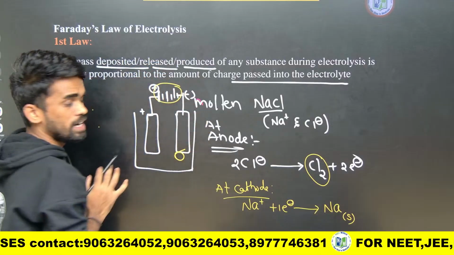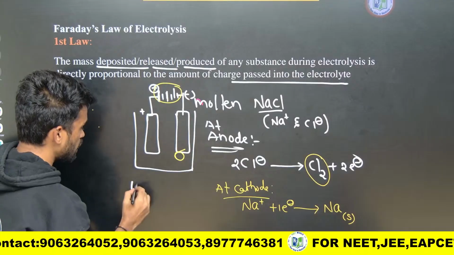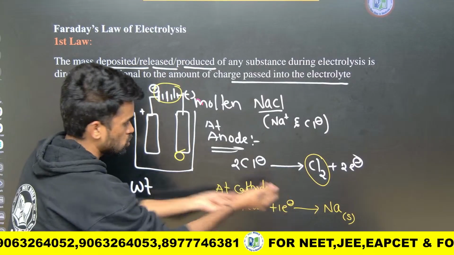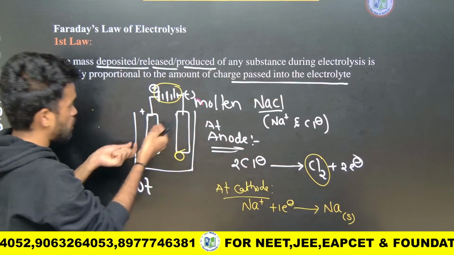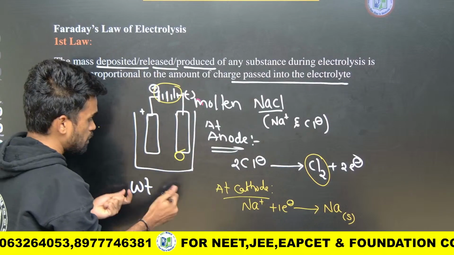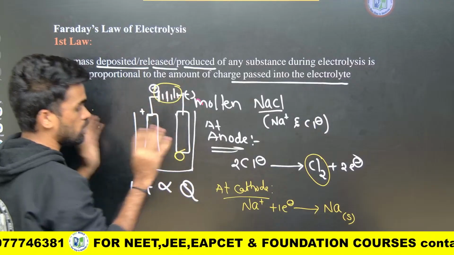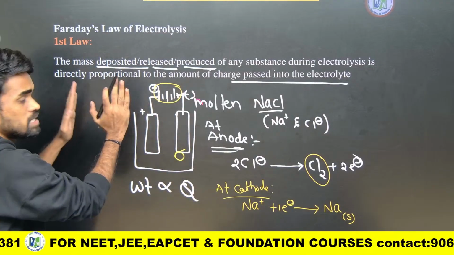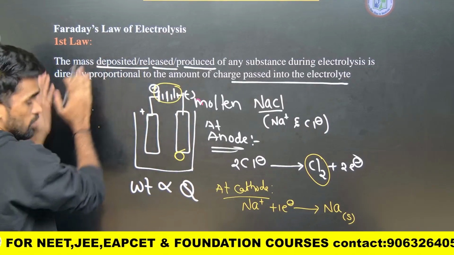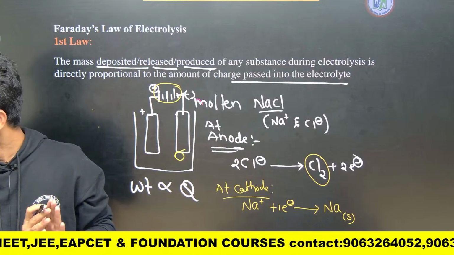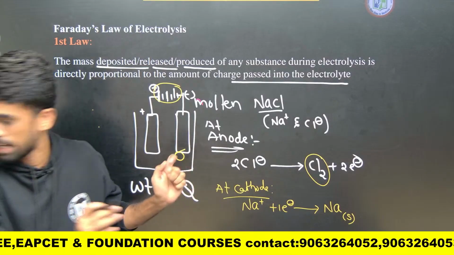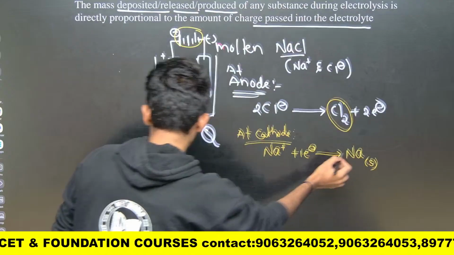through this electrolytic solution. It means the weight of the sodium or the weight of the chlorine deposited at the anode is directly proportional to the quantity of charge you are passing through this electrolytic solution. This is what Faraday's first law says. Okay, hope up to here it is clear now. So let us go deeper.